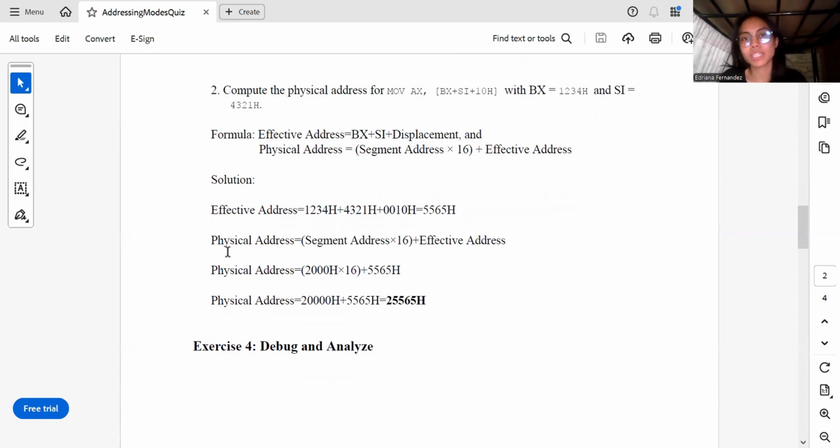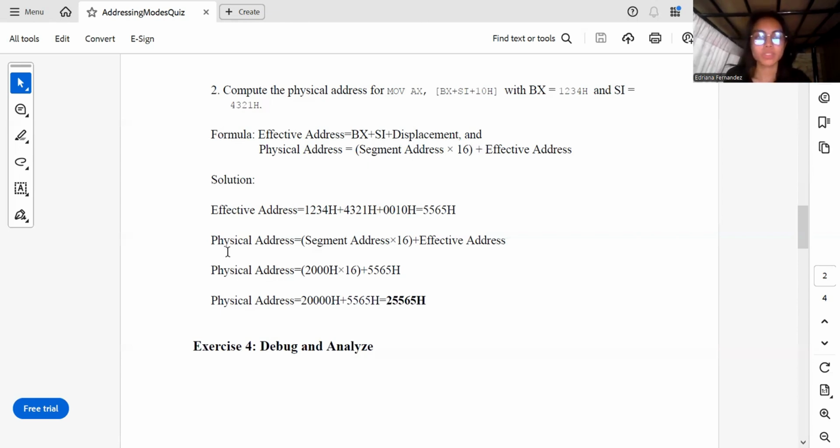Inside the bracket is BX plus SI plus 10H, with BX as 1234H and SI as 4321H. So we use two formulas to solve this problem. The effective address is equal to BX plus SI plus the displacement, and after that, we can proceed to the physical address, which is equal to segment, open and close parenthesis, segment address times 16 plus the computed effective address.